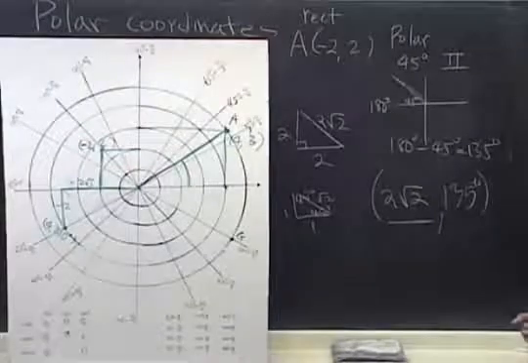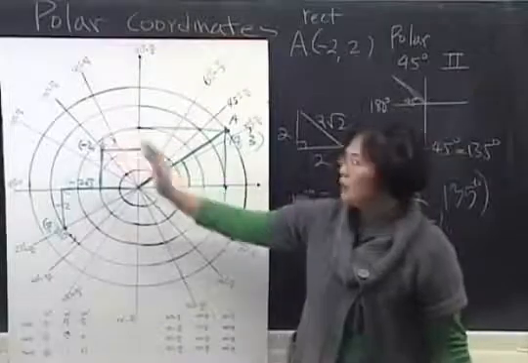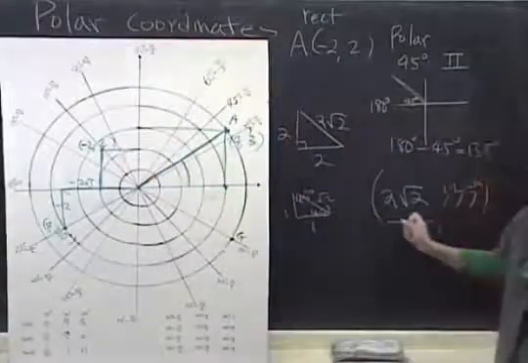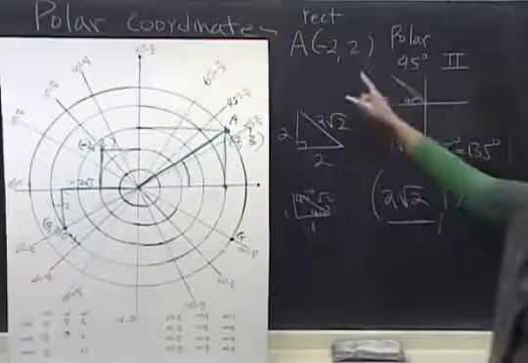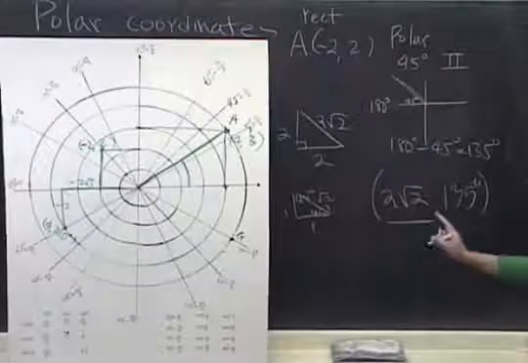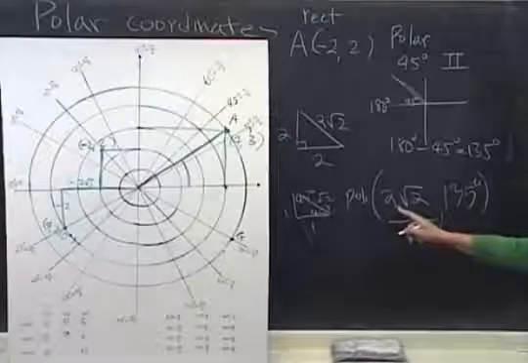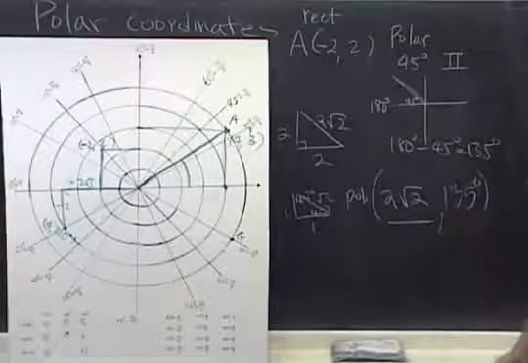Why didn't we put a negative for it? Because I rotated it counterclockwise. So the angle is positive and the R is positive. So for this coordinate in rectangular form, your polar coordinates would be this: 2 root 2 and 135.